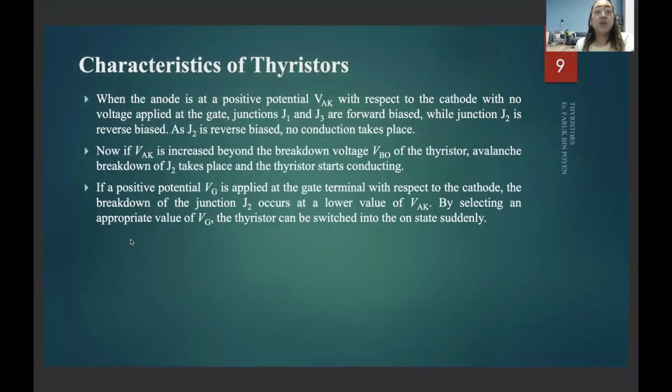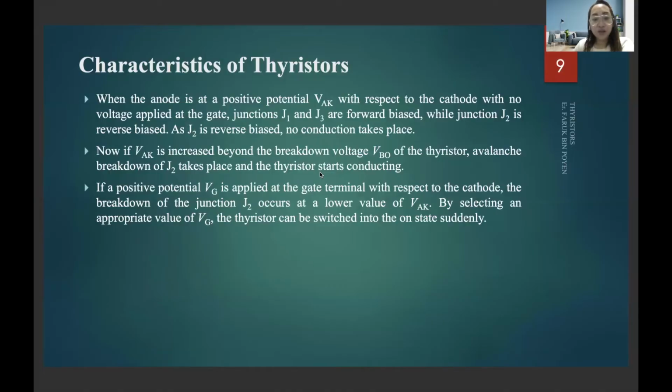Characteristic of thyristors: when the anode is at a positive potential with respect to the cathode, with no voltage applied at the gate, junction 1 and junction 3 are forward biased, while J2 is reverse biased. As J2 is reverse biased, there will be no conduction. Now, if the forward potential, or the VAK, anode to cathode, is increased beyond the breakdown voltage, VBO, of the thyristor, avalanche breakdown of J2 takes place and the thyristor starts to conduct.